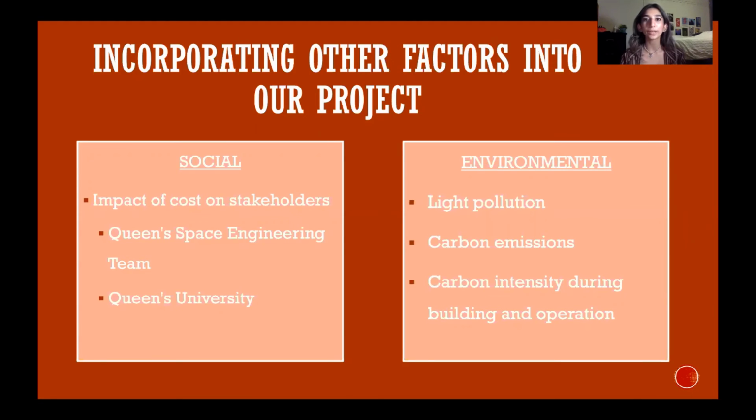Incorporating other factors into our project, socially there wasn't much to incorporate, but we did take into account the impact that the cost of our actual model would have on our stakeholders, the stakeholders being Queen's Space Engineering Team as well as Queen's University or the Design Challenge, who presumably would be funding the actual model if it were to be used by QSET. Environmentally, we took into account light pollution, carbon emissions, and also carbon intensity during building and operation. But due to the compact size of the VLC system, light pollution and carbon emissions would be negligible. And as for carbon intensity during building and operation, it would be roughly the same no matter which design solution we chose.